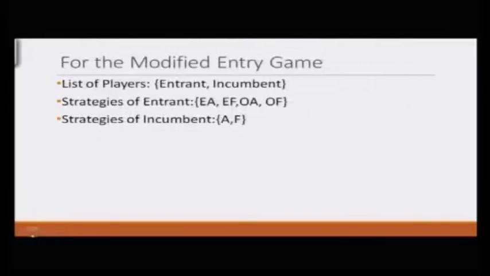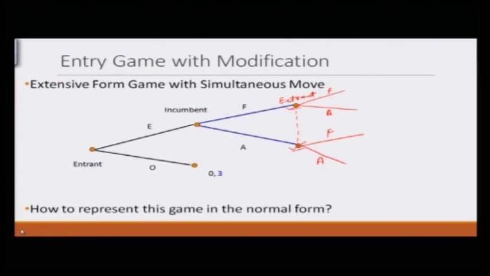So let us do that in this case. What do we have? First of all, list of players: entrant as well as incumbent. Second, we have to figure out the strategies of both players. Entrant gets to move at two different information sets, once at the beginning and second once he decides to enter in the market. So in the beginning he has two actions available, to enter in the market or remain out, and again he has two strategies, either fight or accommodate. So we can have 2 × 2, 4 strategies for entrant.